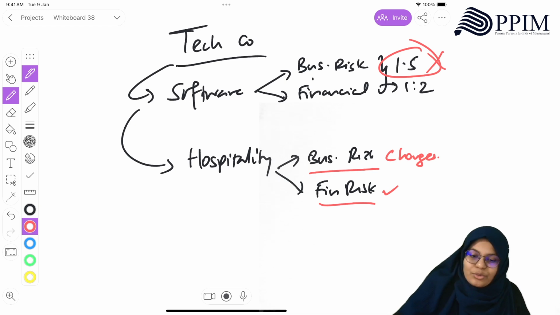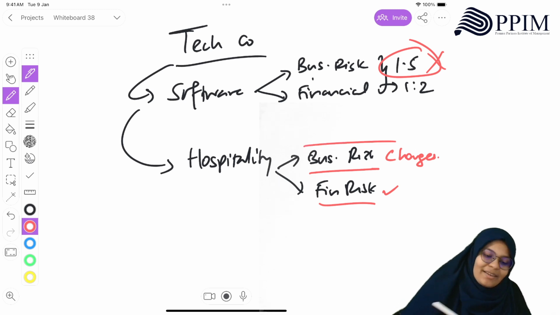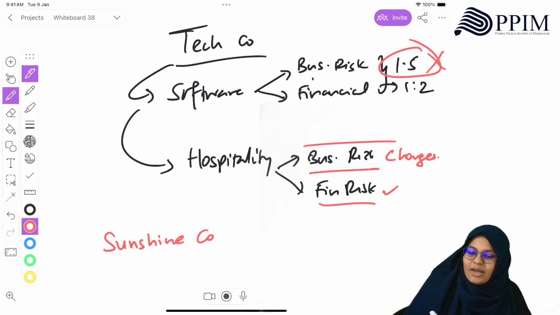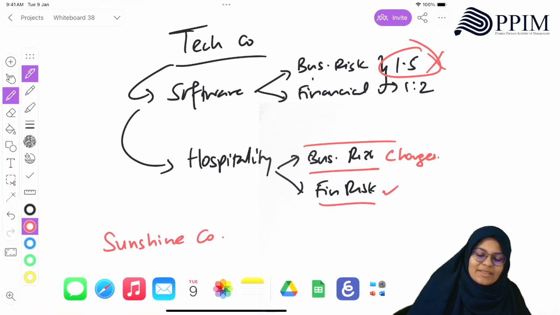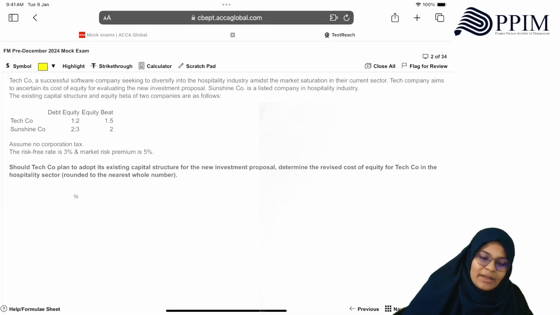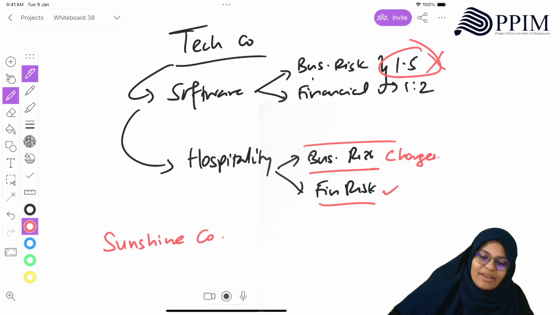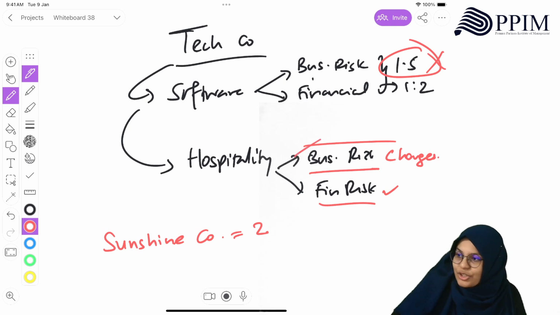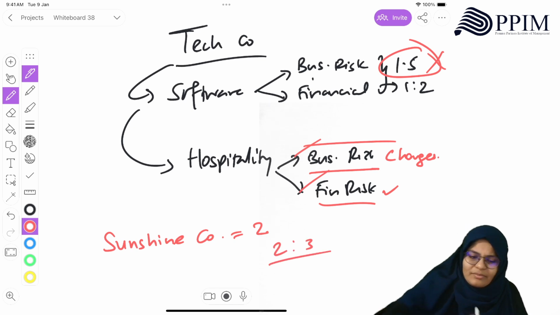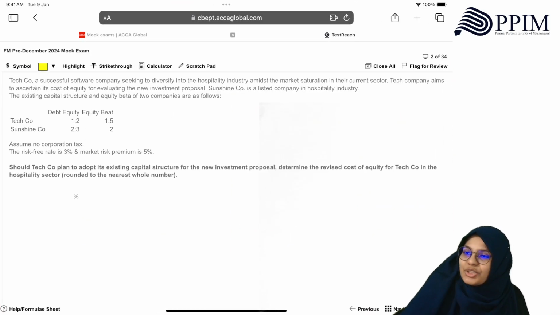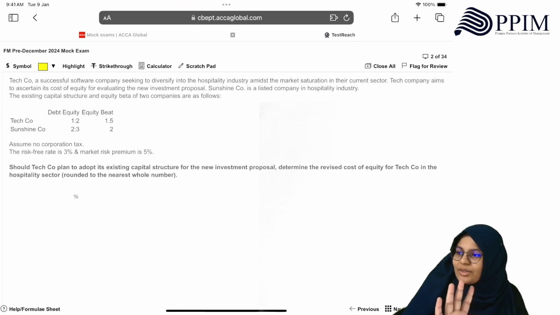So now what are we going to do? We are trying to get the business risk of the hospitality industry. So how do we do that? We take somebody who is already in that industry, in this case Sunshine Company. Okay. So the question is telling me Sunshine Company had an equity beta of 2. This 2 is reflecting the business risk of hospitality, which is good, we want that. But the financial risk of Sunshine Company, we don't want, because we don't have this 2:3 structure. If you look at Sunshine, their debt equity structure is 2:3. Ours is 1:2. So we don't want that 2:3 financial risk, right?